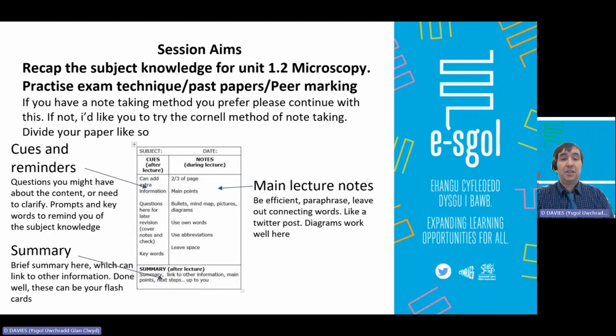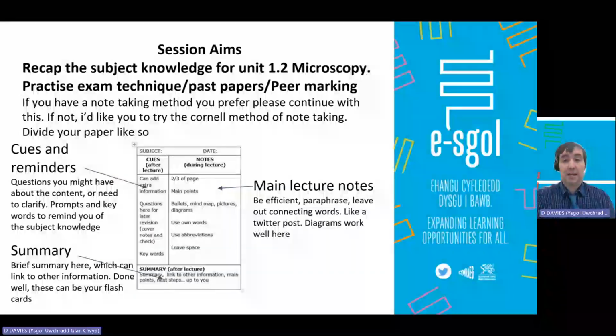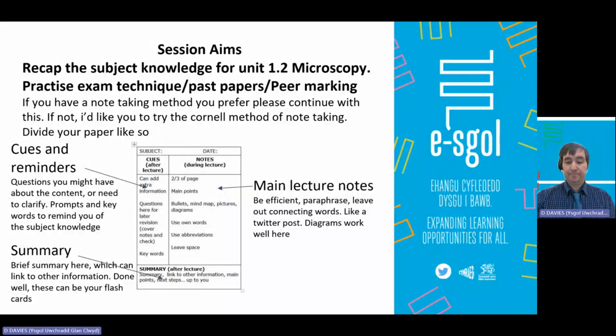So our session aim today is to recap the subject knowledge for the cells unit 1.2 microscopy. There is a previous video that I have done about the subject knowledge or the content for cells and tissues. So you can have a look at that again, but today I'd like to concentrate on microscopy and practicing some exam technique, past papers, and some peer marking. Right, so off we go.